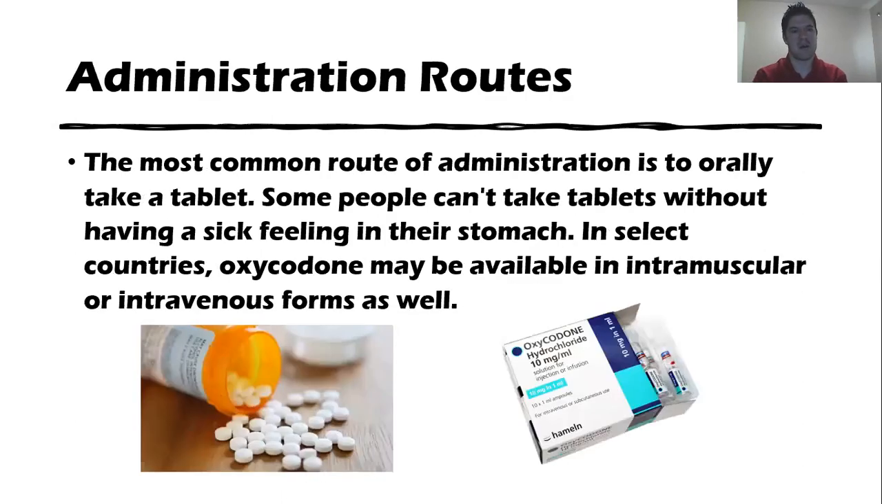Administration routes. The most common route of administration is to orally take a tablet. Some people can't take tablets without having a sick feeling in their stomach. In select countries, oxycodone may be available in intramuscular or intravenous forms as well.